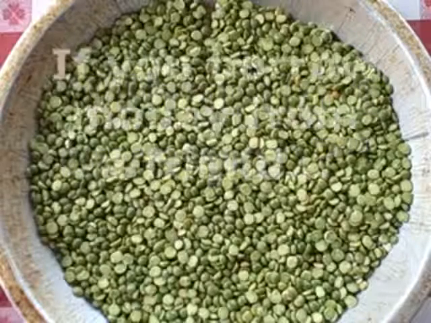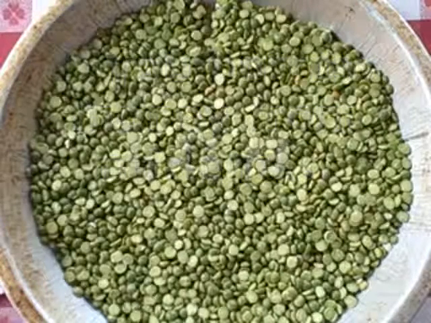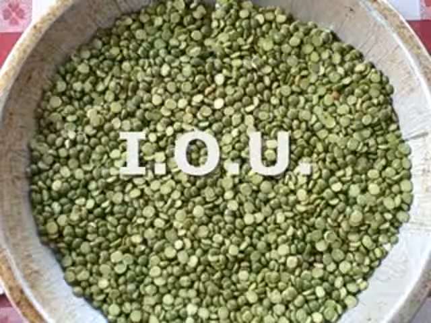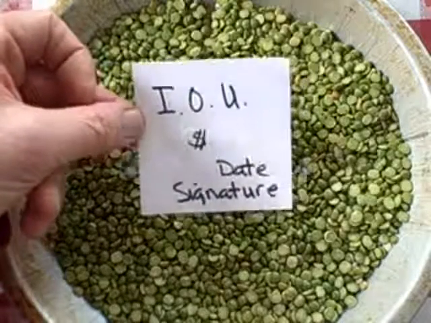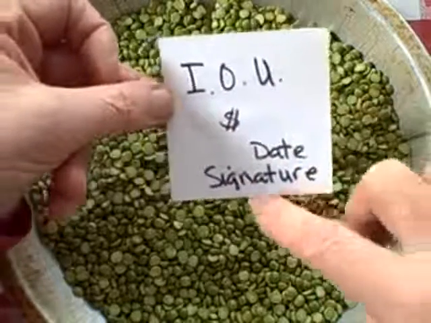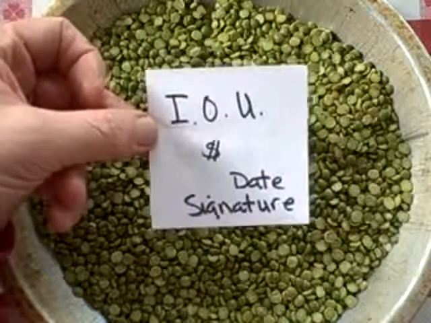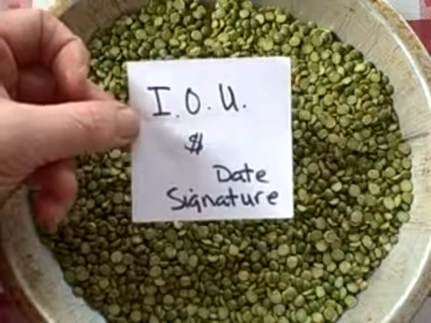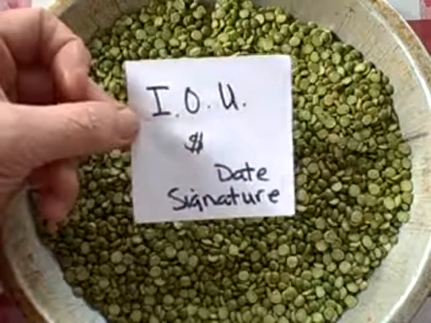If you borrow money from a friend, sometimes they give them an IOU, which stands for I owe you. I owe you some money, and this is the date, and this is your signature. It's called an IOU. I'll give you an IOU. Can you lend me $20? I'll give you an IOU for it, so you remember.